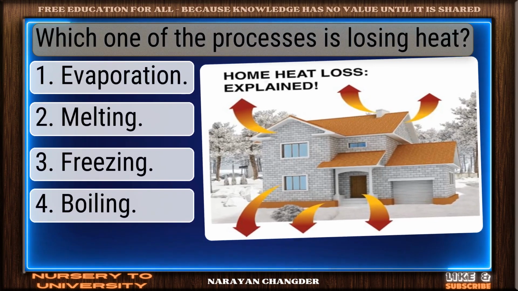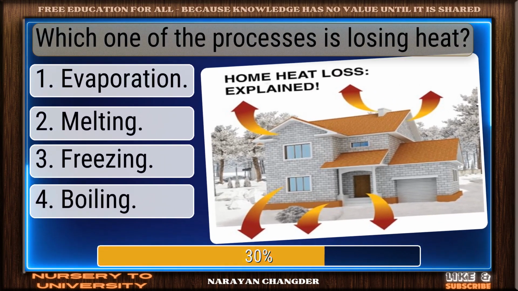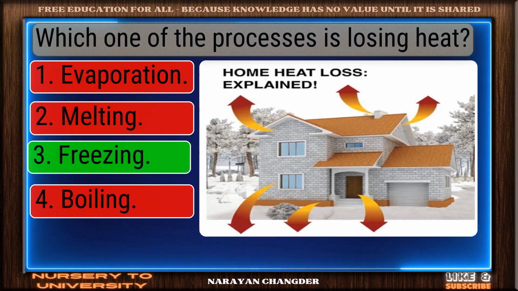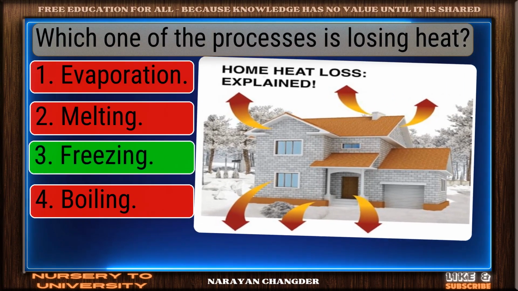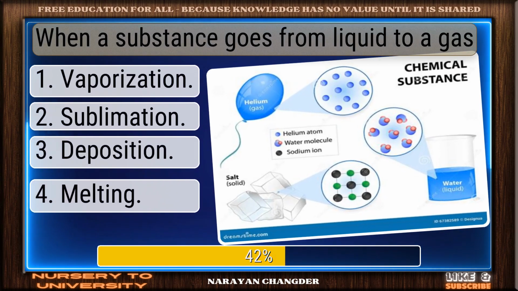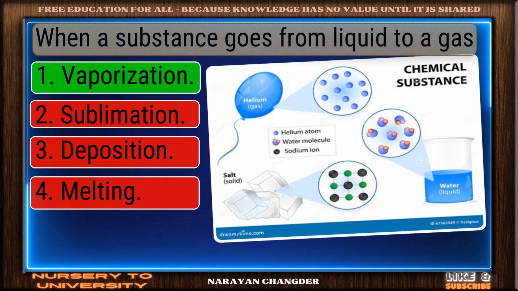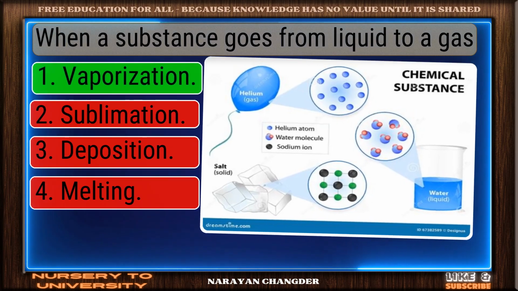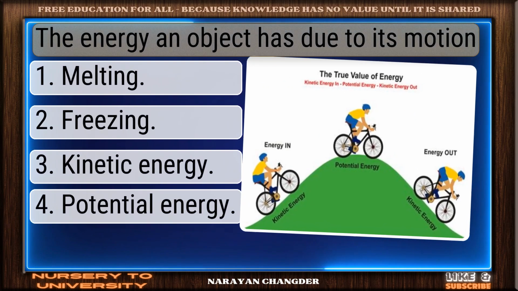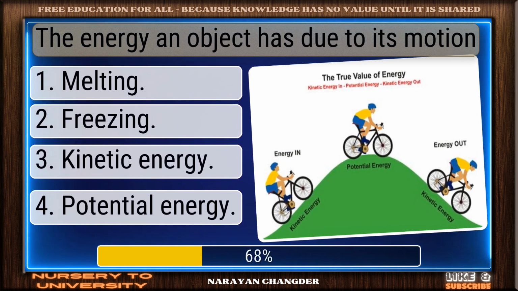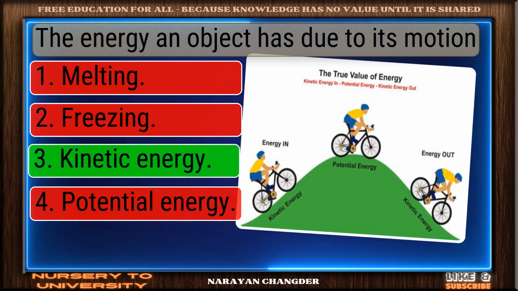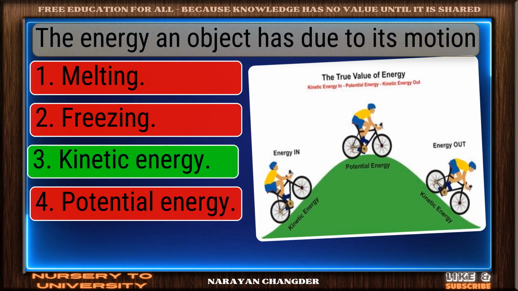Which one of the processes is losing heat? Solid response. Freezing is a valid choice. When a substance goes from liquid to a gas. Bravo. Vaporization is the answer. The energy an object has due to its motion. Great thinking. Kinetic energy is the right choice.